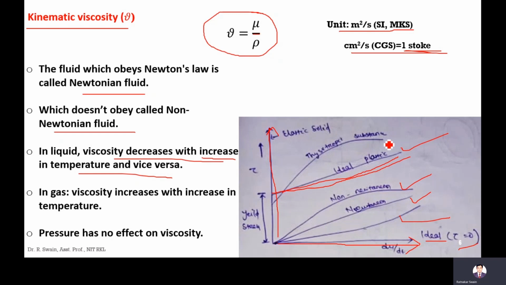This is a thixotropic substance. It is a kind of non-Newtonian fluid where the velocity gradient increases with the stress, but only after applying some shear stress, not from the start. That is called a thixotropic substance.